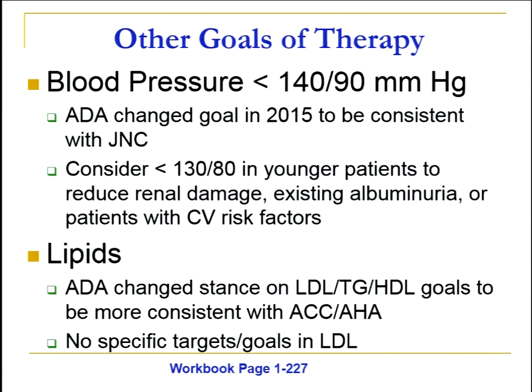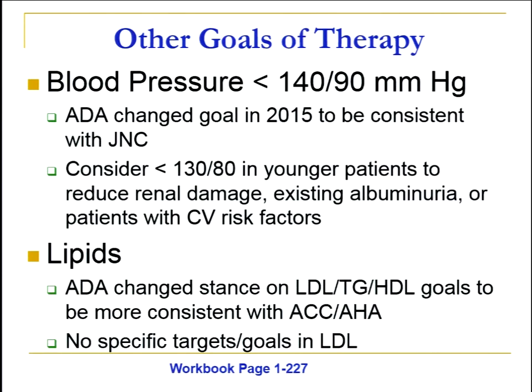The ADA changed in 2015 to try to be more consistent with the JNC8, to be less than 140 over 90. Yet they are a little more ambiguous about it and say you can consider being more aggressive, i.e. the traditional goal of 130 over 80, in patients who are younger, to help reduce the damage to the kidneys. This applies if they already have some damage to the kidneys in the form of increased urine albumin excretion, or for patients with existing cardiovascular risk factors, such as hypertension and the like. But they don't exactly say what age. They don't say how bad the blood pressure is or anything like that. They just recommend perhaps considering 130 over 80. So if you're confused about it, join the club.